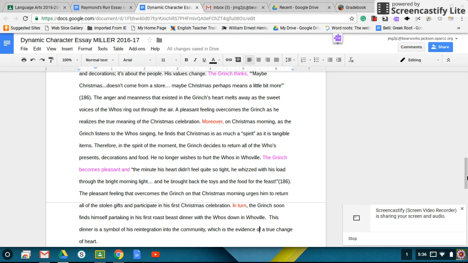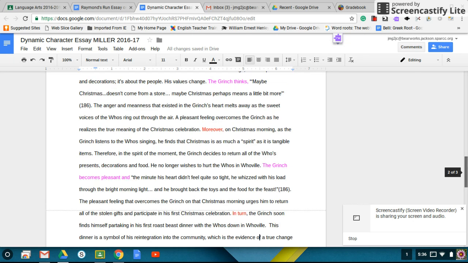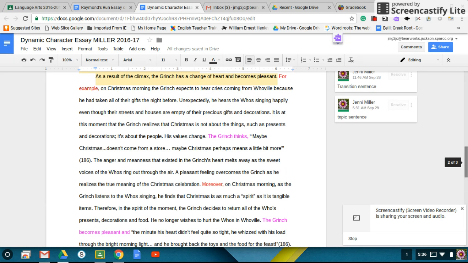And something you might notice when I was playing with that verb tense, when you talk about literature, you want to talk about it in present tense. And no matter what, you want to make sure that your verb tense is consistent. So for a moment, I saw a verb that I thought didn't quite fit, but we are talking, currently he's doing this. He had taken the gifts, but right now he hears the Who's singing. So you can see how I'm really trying to stay in present tense.